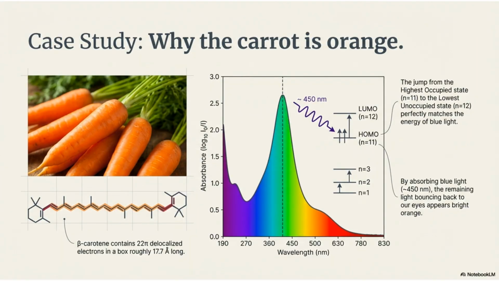In the case of a carrot, beta-carotene contains delocalized electrons in a relatively long box. The energy jump from the highest occupied state to the lowest unoccupied state perfectly matches the energy of blue light. By absorbing blue light, the remaining light appears bright orange.